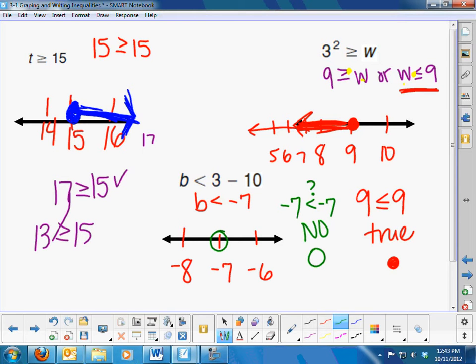And I'm going to be shading to the left because I want all the values to be included that are less than negative 7. Okay, let's make sure I'm right. 0, over here would be 0 somewhere. If I plug in 0, is 0 less than negative 7? Is that true? No, 0 is greater than negative 7, so 0 should not be shaded. Is it shaded? No, because this is the part that's shaded. So we're good to go.